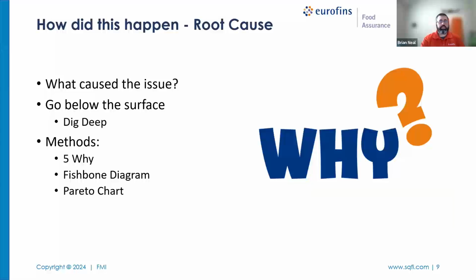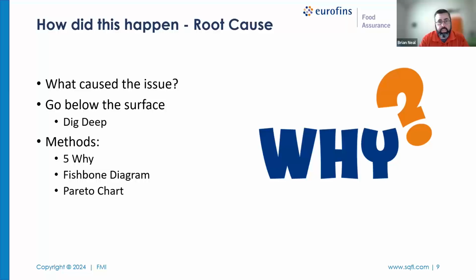All right, so root cause. What caused the issue? And again, going back to the core, and as I said, below the surface, so below the foundation, so dig deep. Don't go for the easy answer, the easy cause of that nonconformance just to get something to your auditor, to your certification body, to get your certificate in hand.